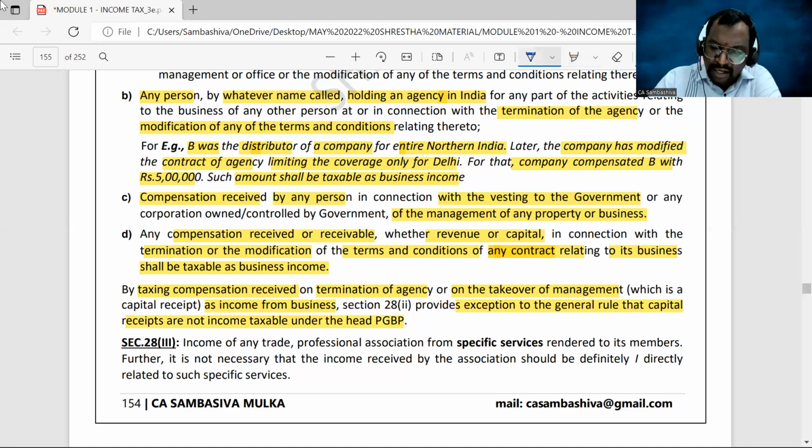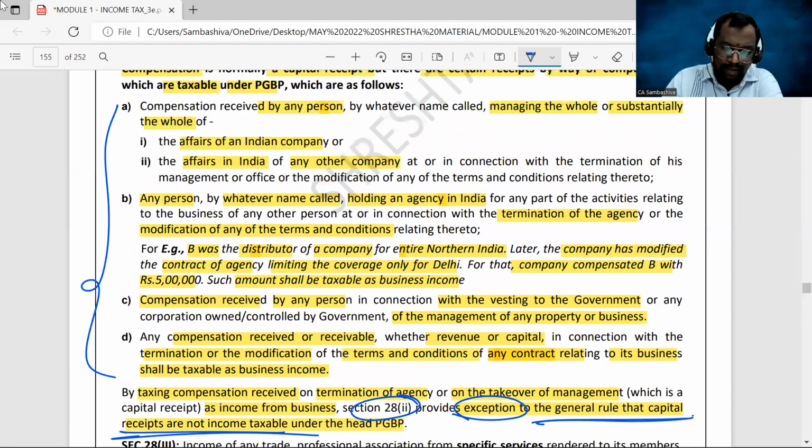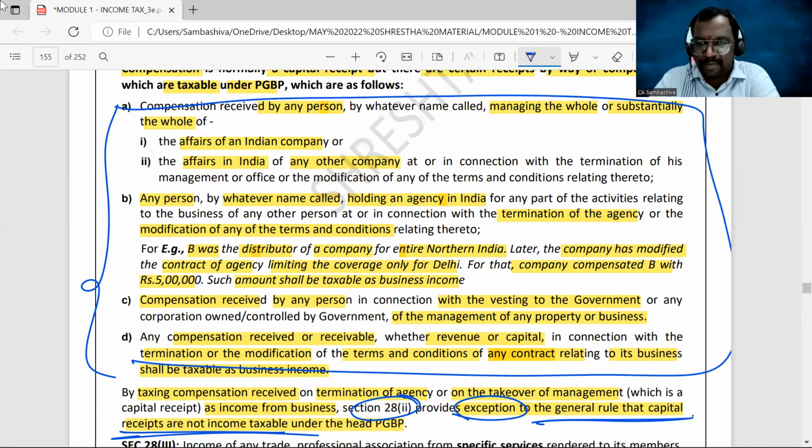So the general rule is that capital receipts are not taxable, but the exception is provided in section 28 clause 2. So here these are all capital receipts, but we are taxing them under the head PGBP. Are you following or not?